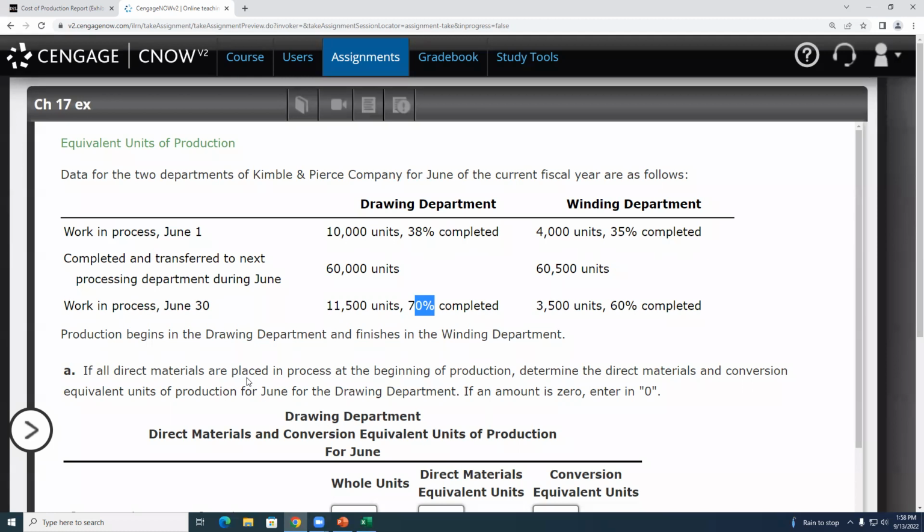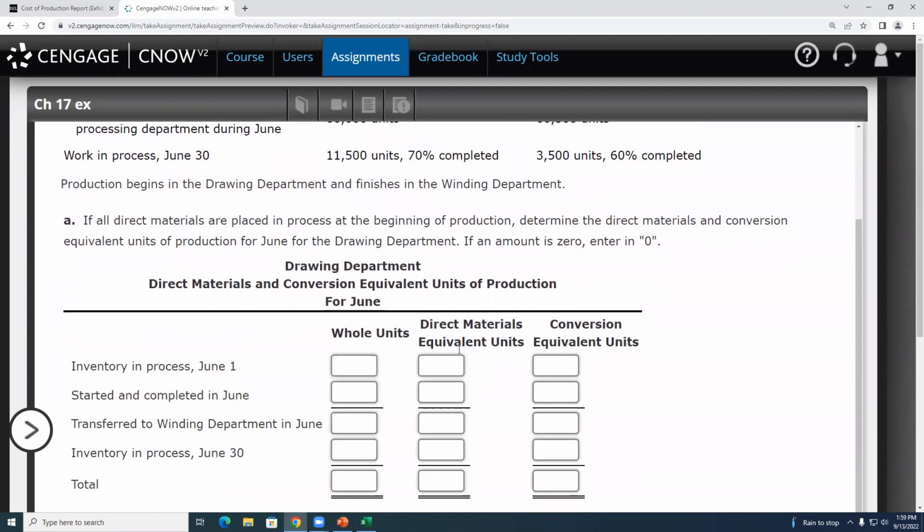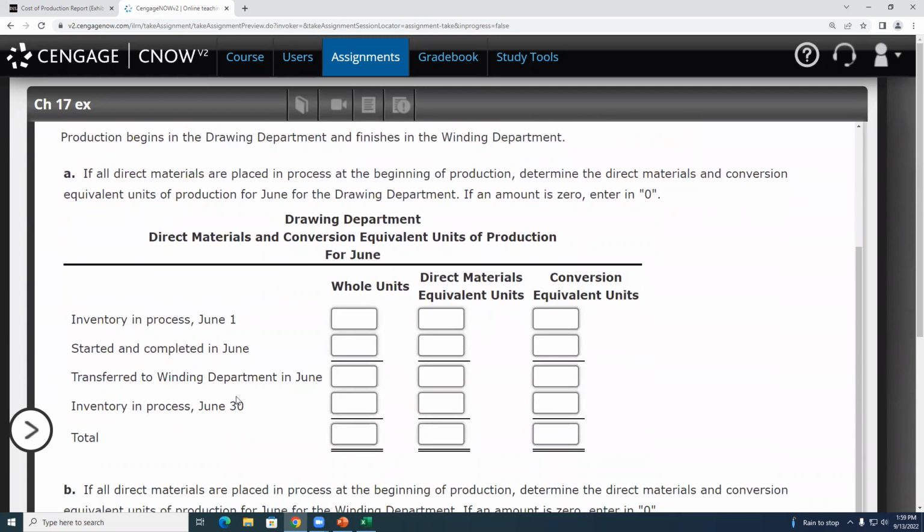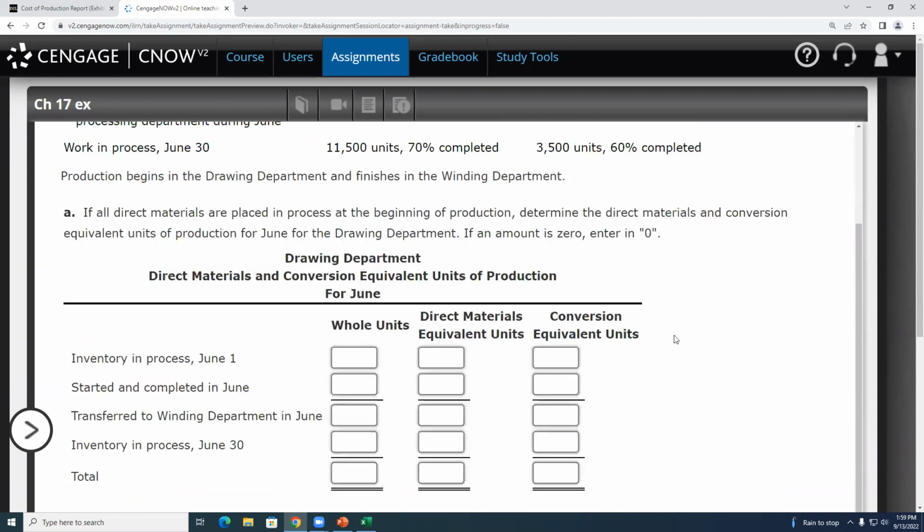So how many did we finish during the month of June? We had 70,000 we were working on, and 11,500 aren't done. 58,500. We must have finished 58,500, exactly. Of those 58,500, 10,000 were from beginning inventory, and then 48,500 we started and completed in that same month. Everybody, does that make sense? Just what I'm talking through right now before we start putting the numbers in the template? Okay.